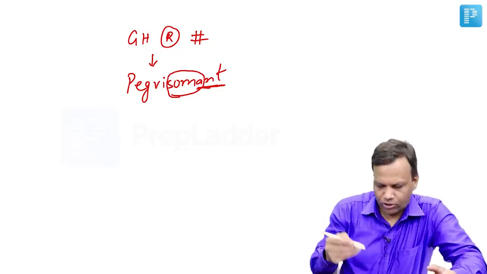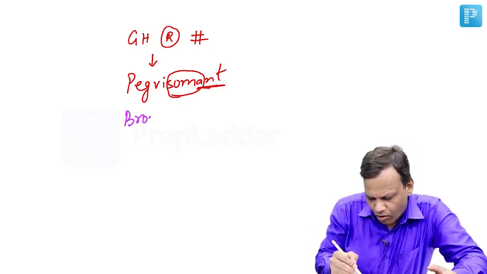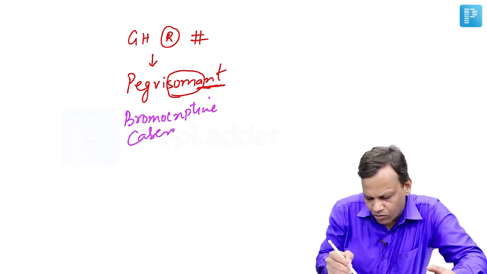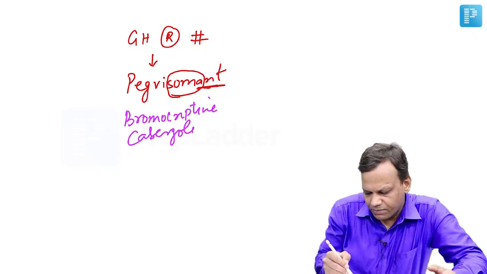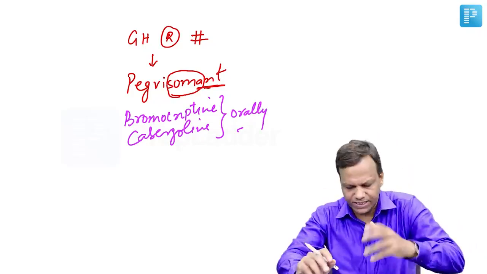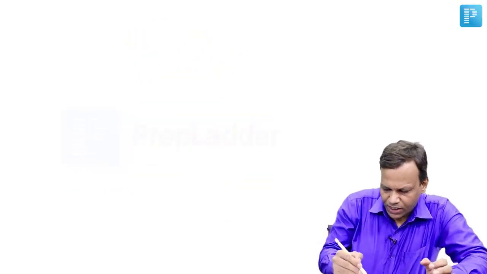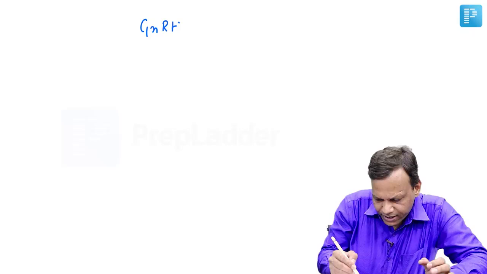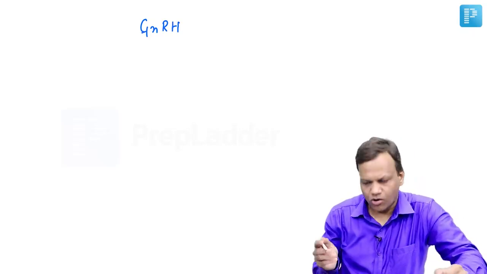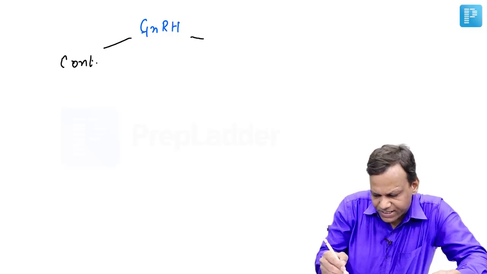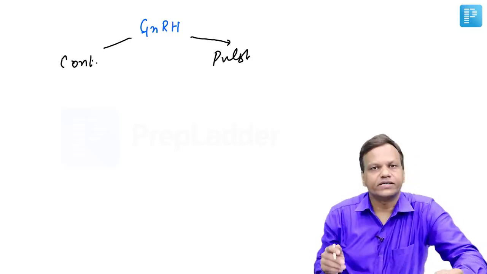Another drug which can be used in acromegaly is bromocriptine or cabergoline. And important to remember, these are the only drugs which can be given orally for acromegaly. Other drugs are injectable. These can be given orally for acromegaly. Okay, so these are the important points regarding growth hormone inhibiting hormone. Then second important hormone is gonadotropin releasing hormone. Gonadotropin releasing hormone, if we give in continuous manner or if we give in pulsatile manner, the effects are different.